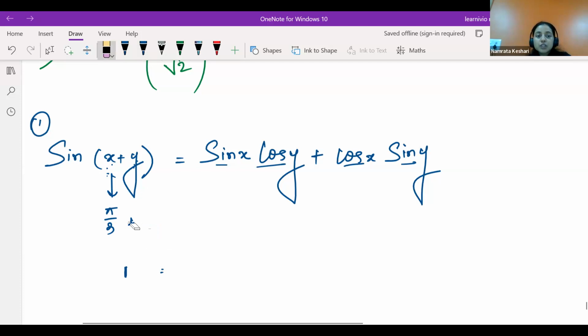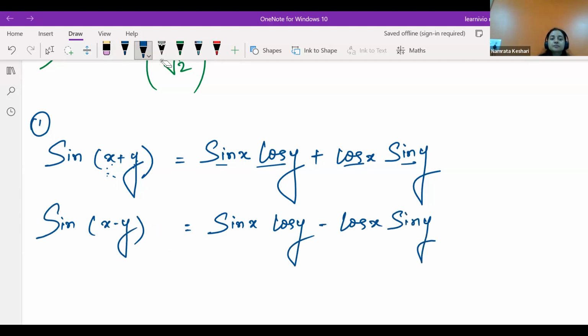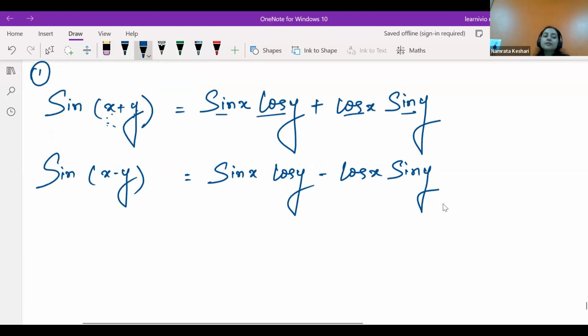However, the question will not be like this. You just need to know the formula that sine of x plus y is this, and sine of x minus y is the same formula with the negative sign in between: sine x cos y minus cos x sin y. These two formulas you should know. So many formulas are there; however, step by step we'll be learning them and solving questions like that.